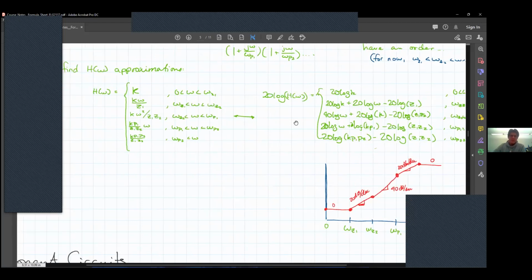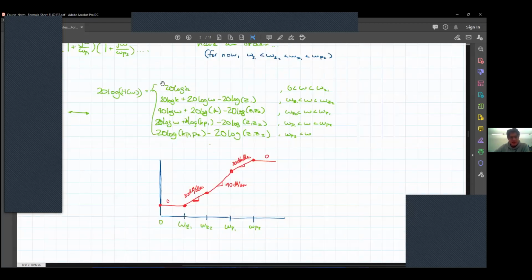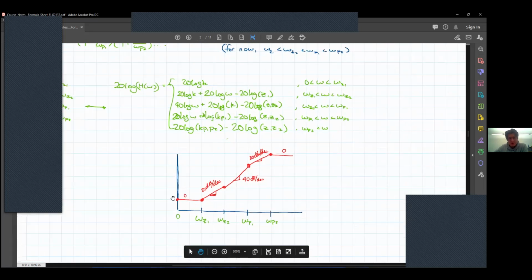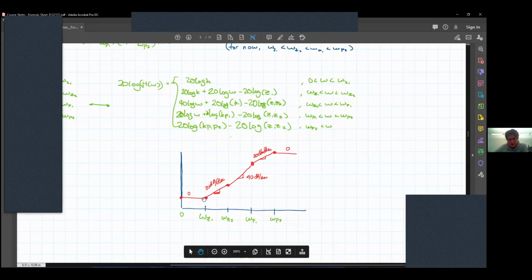And what you end up with is these values with a slope that you can then apply to them within certain ranges. So from 0 to omega Z1, so omega 0 and 1, we have a slope of 0 at a magnitude of 20 log K, which is here. And then from Z1 to Z2, or from omega 1 to omega 2, we have a slope of 20 decibels per decade. Decibels per decade is a weird unit. So we're just gonna hand wave that one for now, but that's the unit you go with.